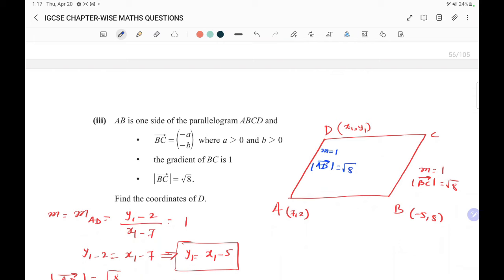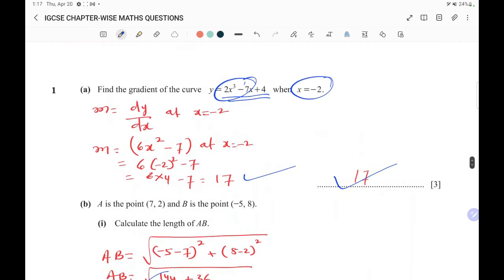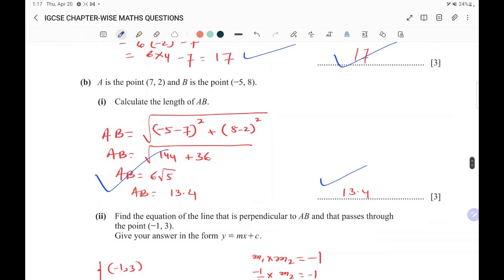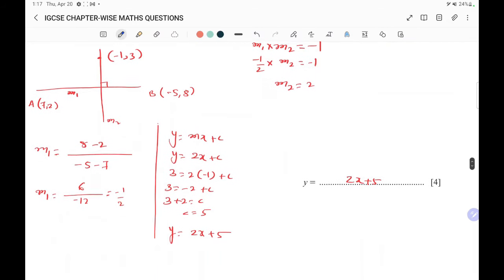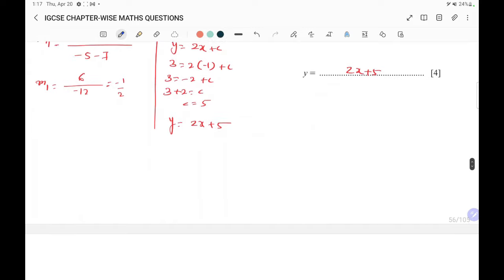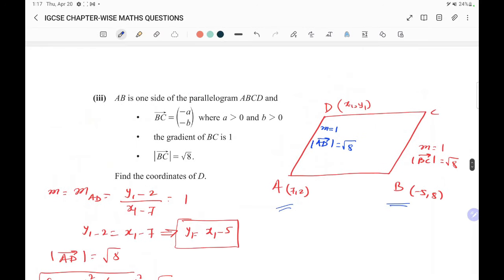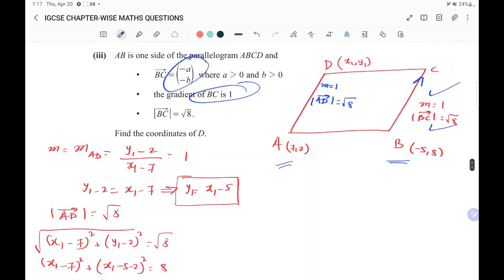AB is one side of the parallelogram ABCD. So A is (7, 2), B is (minus 5, 8). It is given. And C is not given, but the gradient of BC is 1. Here the information we have is A and B. We have point A, we have point B. Already here it is given that the BC gradient is 1 and the BC length is given to us, root 8, and the BC vector is also given to us.